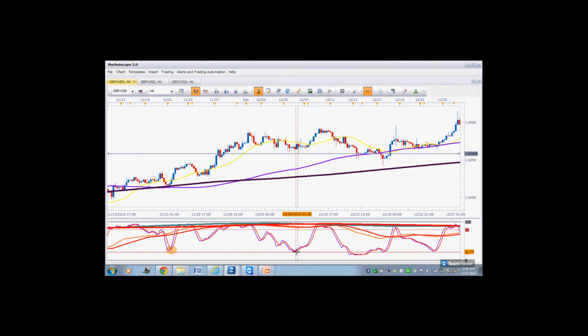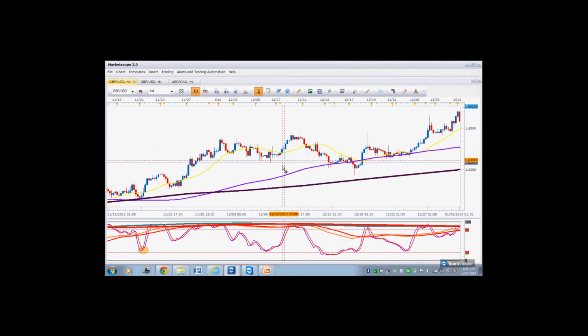So the stochastic crossed over. So this is the test. It found support here. This is the test. So we will enter on the test of the support. All right. At the same time, confirming the direction of our medium-term stochastics. As you can see here, it is already slowly climbing up. All right. So if we enter this test here, we could have made about 165 pips on this continuation.